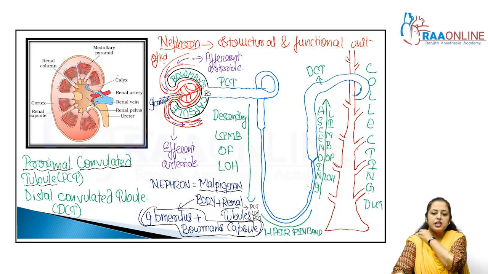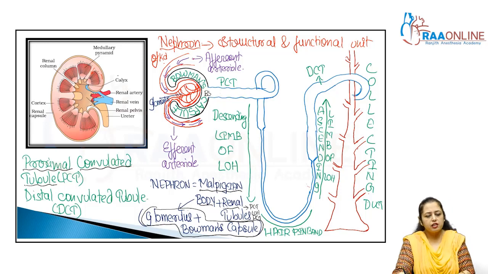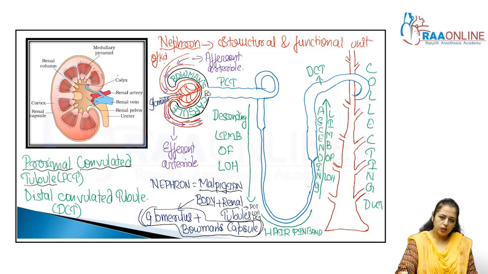So the PCT has major significance, or a major important role, because here the maximum tubular reabsorption occurs. 70 to 80% of electrolytes are reabsorbed here. The total 99% of the filtrate is reabsorbed in the whole renal tubular structure, that is PCT and DCT as well. So in PCT, reabsorption occurs.